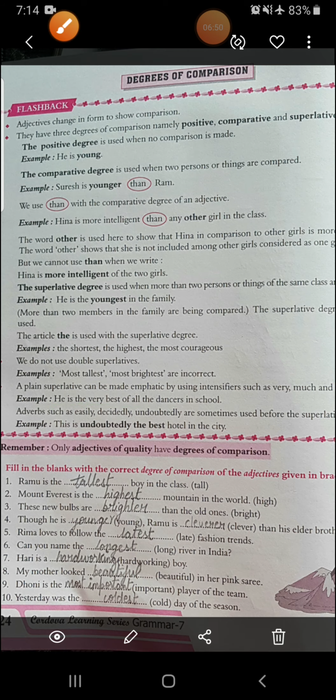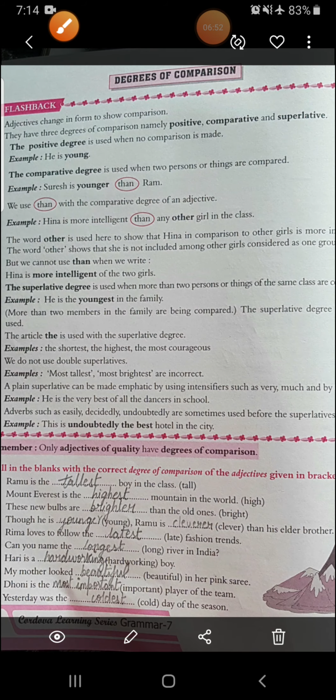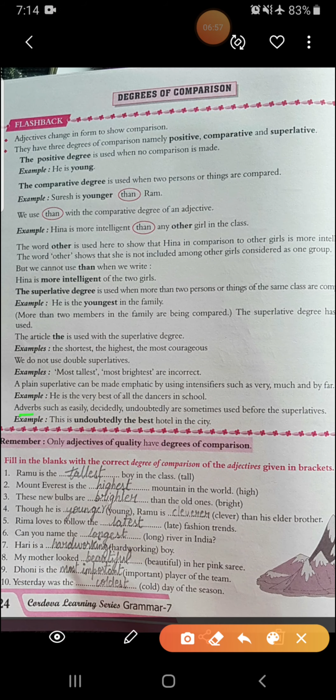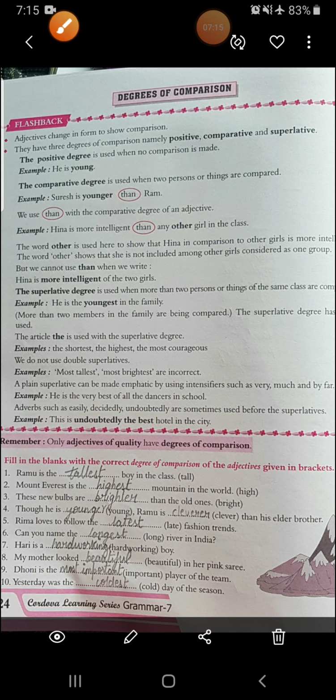Understood? Now see, some adverbs can also be used. You can see here adverbs such as easily, decidedly, undoubtedly are sometimes used before the superlative. So sometimes these words are also added before the superlative. You can see the example: this is undoubtedly the best hotel in the city. So we are telling it is the best, like among every hotel it's the best. Got it?